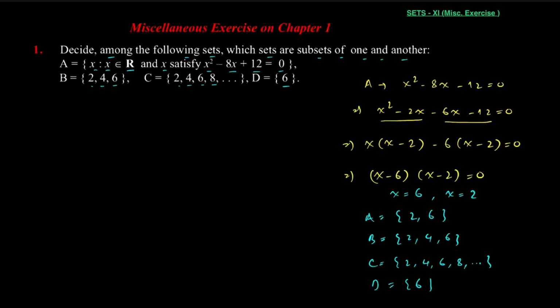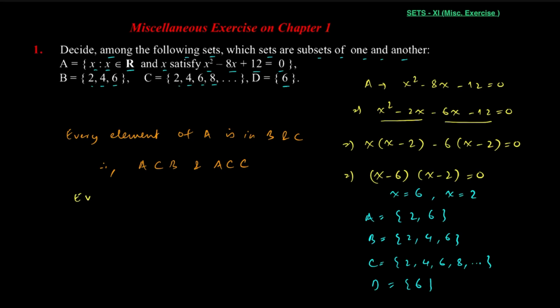Now clearly, one can observe that every element of set A is in sets B and C. Therefore, A is a subset of set B and A is also a subset of set C. So here the elements of set A, which are 2 and 6, are present in set B and in set C as well. So A is a subset of set B as well as of set C.